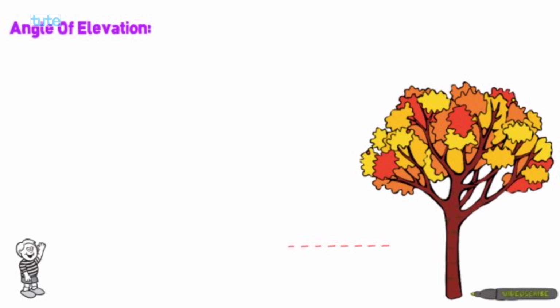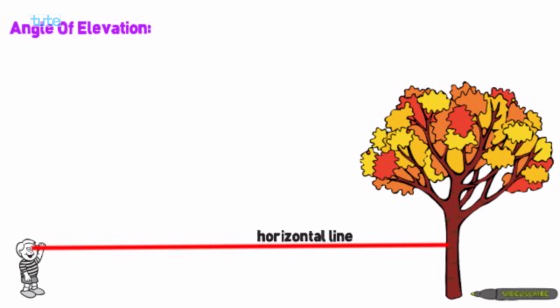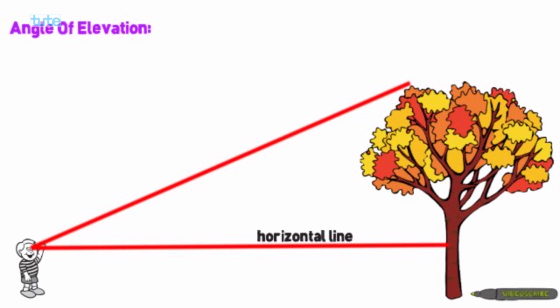Now let's see what do you mean by angle of elevation. Consider boy standing on a ground who is at a certain distance from a tree. So this will be his horizontal level. That boy is watching the top of the tree. So that line will be line of sight. These two lines make a particular angle. That angle is called angle of elevation.